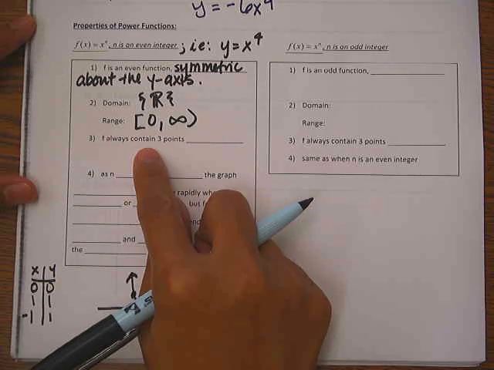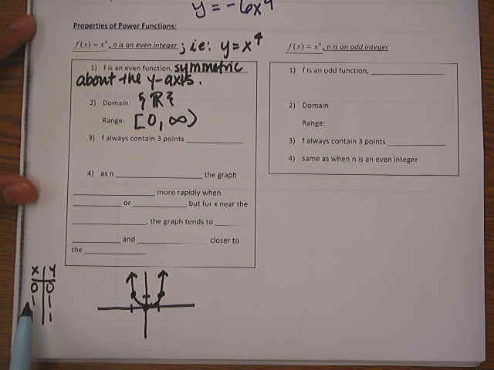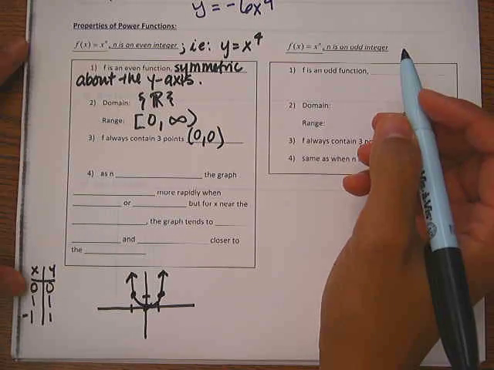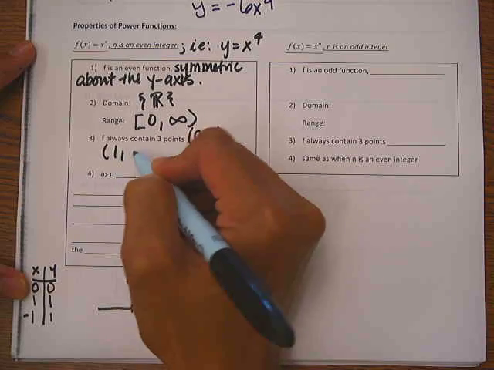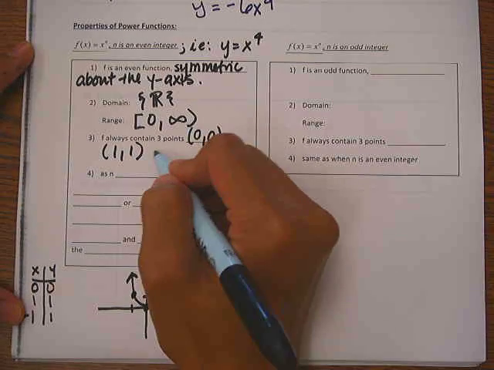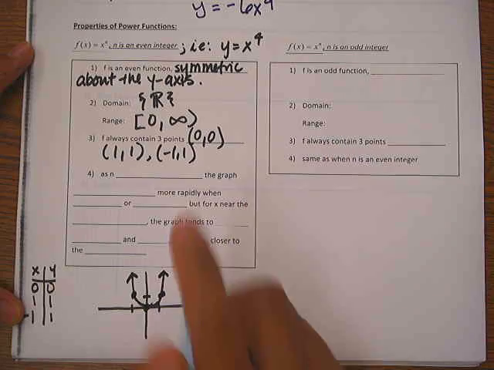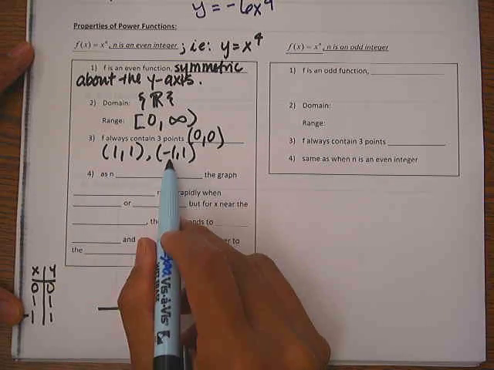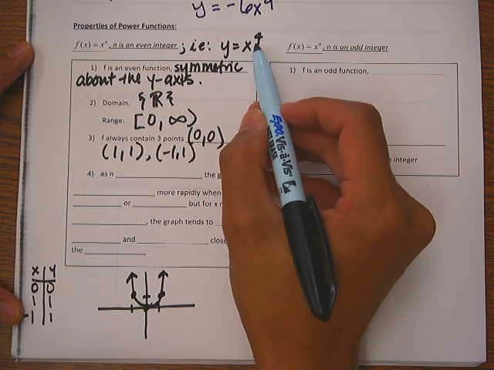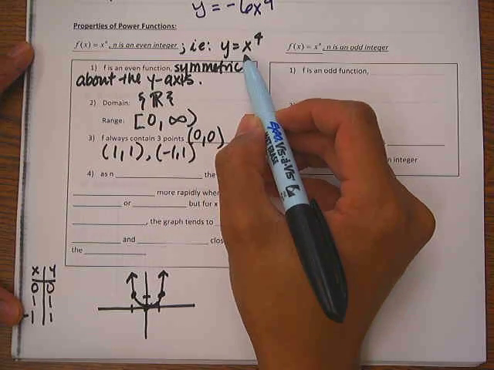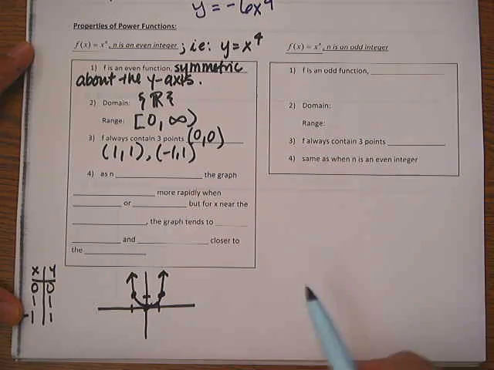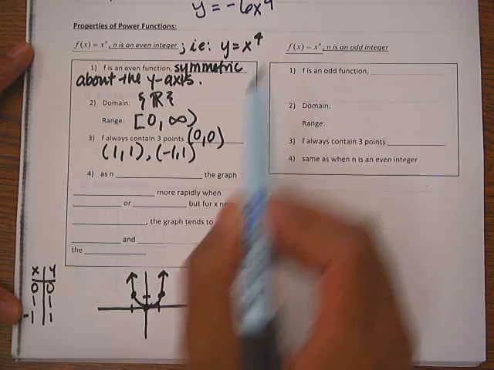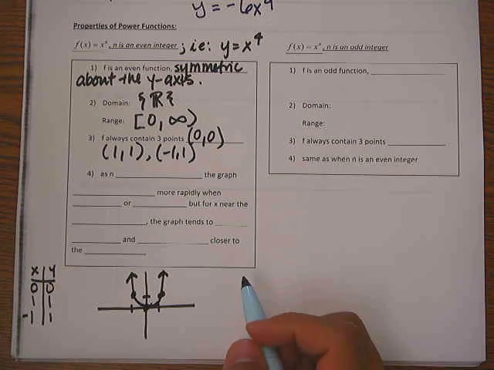f always contains 3 points. What are the 3 points? 0, comma 0, 1, comma positive 1, negative 1, comma positive 1. The inputs, it can be any number you want to choose, but the outputs, okay, they will always be positive because any number raised to an even exponent will always be positive. And it doesn't matter what this exponent is, as long as they are even, these are the 3 points that you always have.